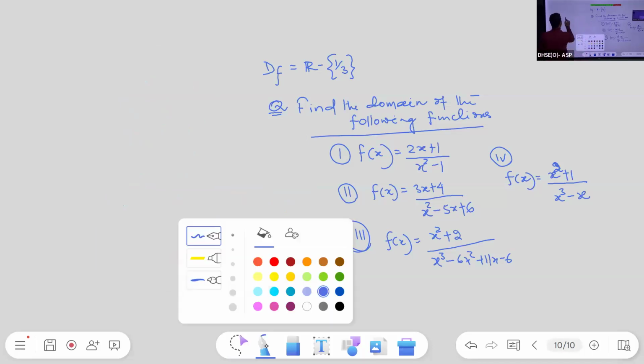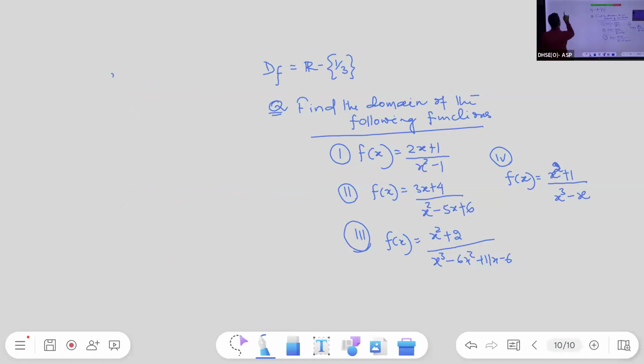Question number 3, f of x is equal to x square plus 2 upon x cube minus 6x square plus 11x minus 6. Okay, the function will be undefined when the denominator is 0. Here the denominator is a cubic equation. Now you'll think that how to handle this question.